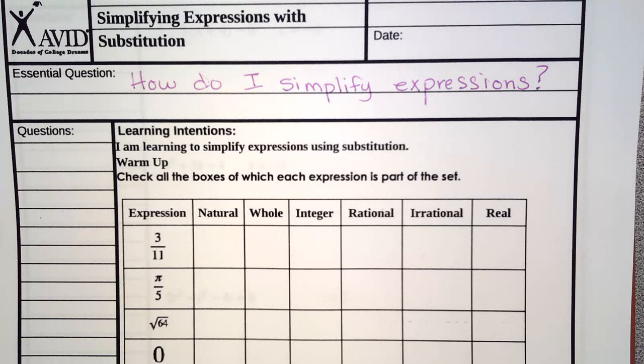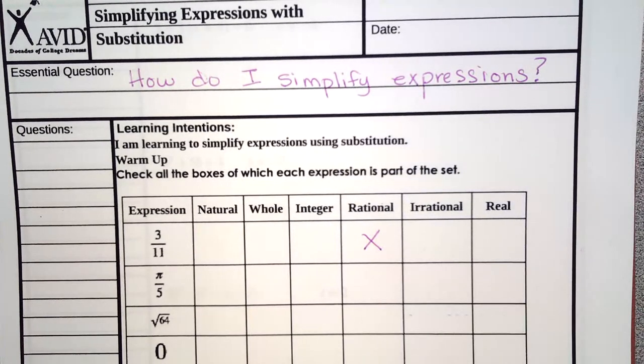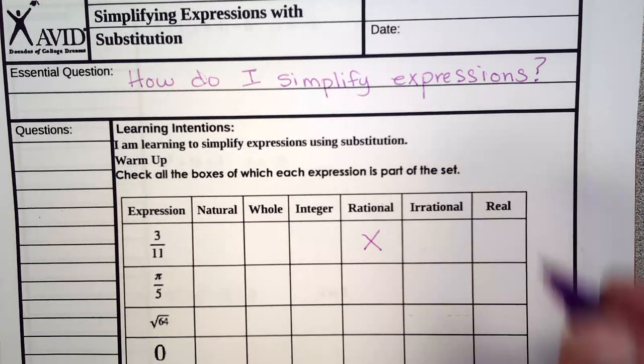Is it a natural number? Natural numbers are the first ones you learn when you learn to count. 1, 2, 3, and so forth. Is that one of those numbers? No. Is it a whole number? A whole number is all of the counting numbers plus 0. Nope. Is it an integer? No. Is it rational? Yes, because a rational number can be written as a fraction. Is it irrational? No, it can't be rational and irrational at the same time. Is it real? Yes.